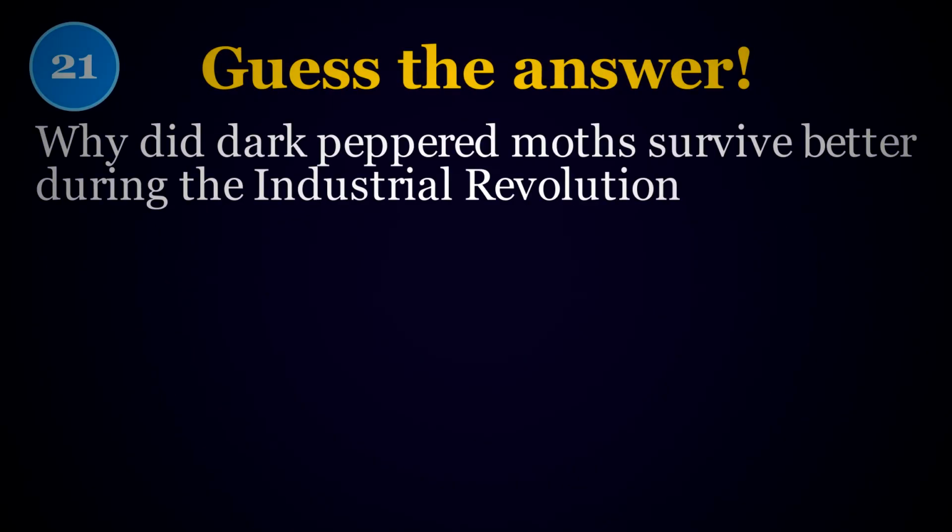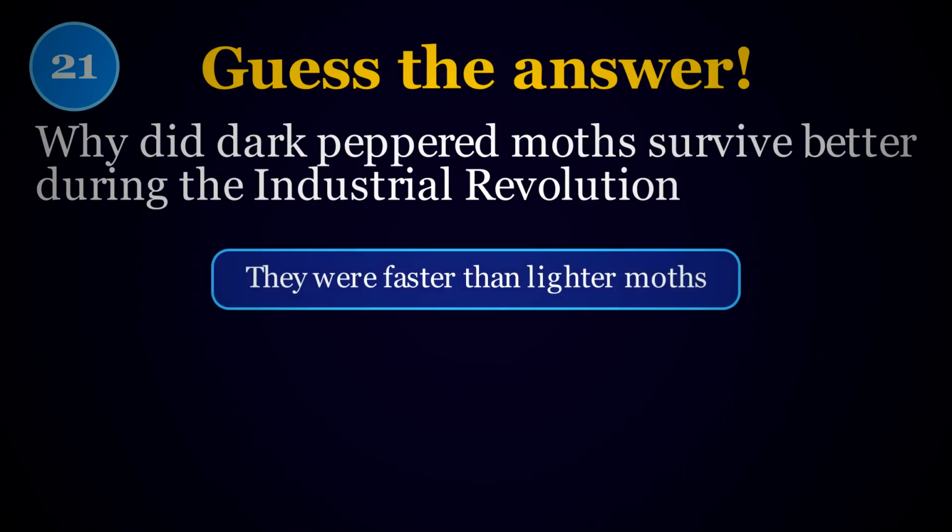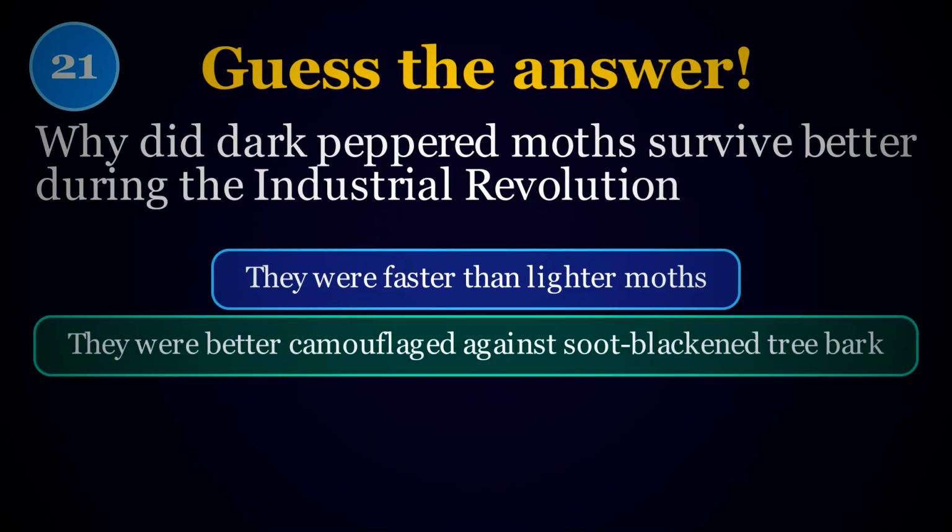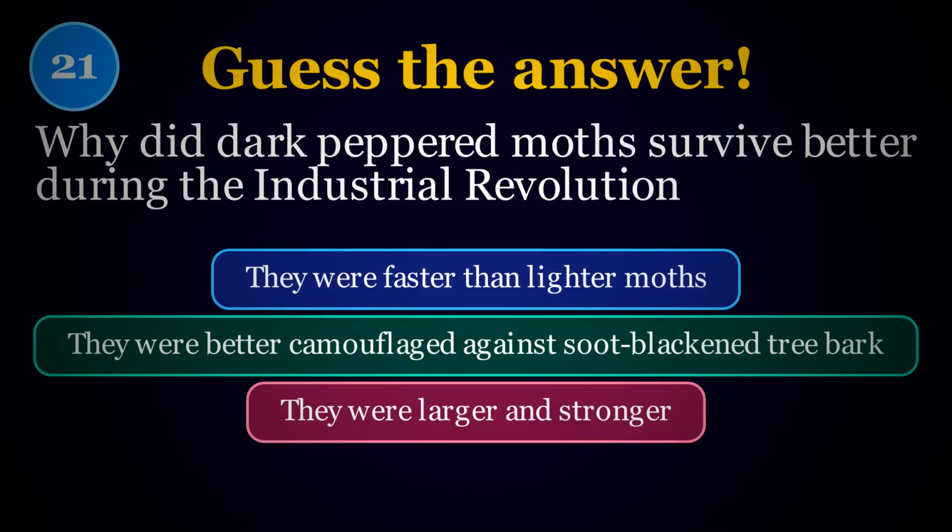Why did dark-peppered moths survive better during the Industrial Revolution? They were faster than lighter moths. They were better camouflaged against soot-blackened tree bark. They were larger and stronger.